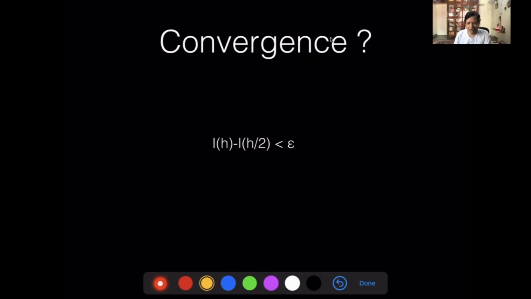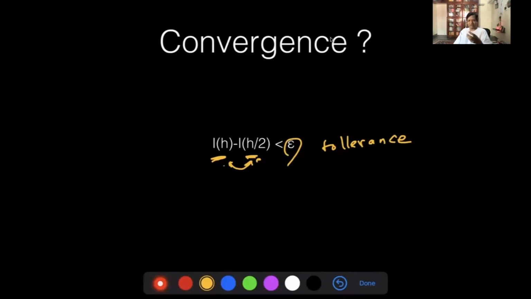Here the idea would be to compute the integral for h and then h by 2 and subtract. If h is pretty large, then you expect that I h by 2 will be more refined compared to I h, and the difference will be quite a lot. This is called tolerance. For large h, this epsilon, the difference will be quite large, and this inequality will not be valid. But when h becomes pretty small, then we expect I h and I h by 2 to be roughly the same order, and the difference will be within a tolerance. That's where you can stop. You can say, at this point I'm going to take I h by 2 as my final answer.